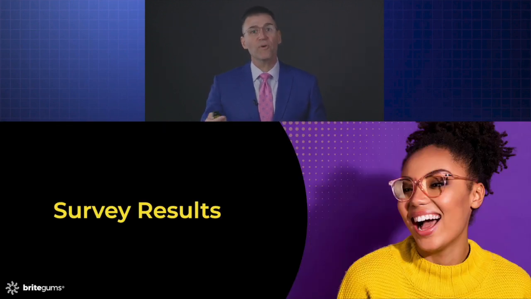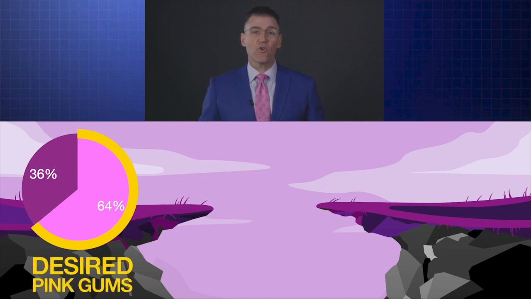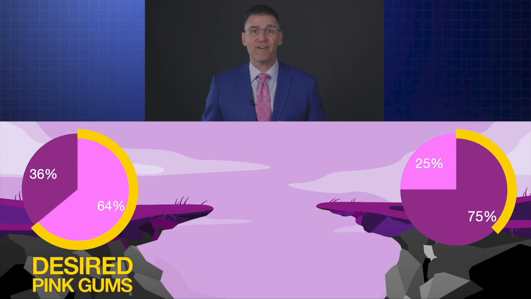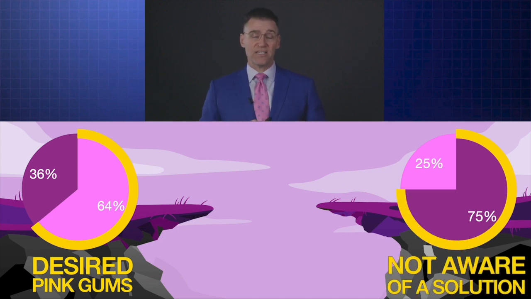So what we've done is we've surveyed two groups of people. People that have presented to the office with pigmented gums and people that are dentists. And here's what we found. On the left-hand side, we found that 64% of people that present with blotchy or dark gums are interested in learning about gum pinkening. On the right-hand side, what we found is that 75% of doctors have no idea that there's a solution out there.